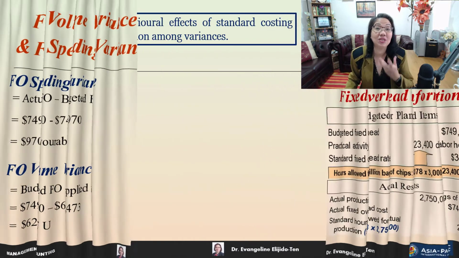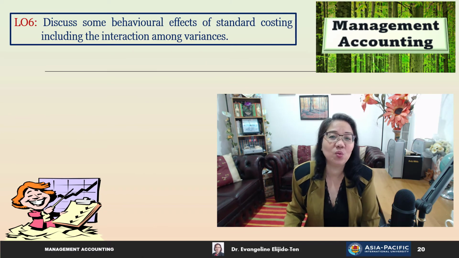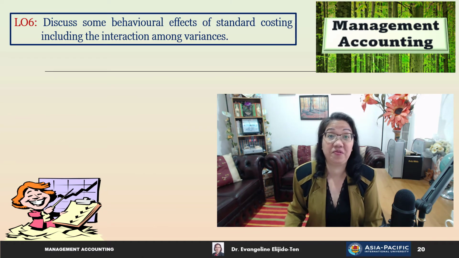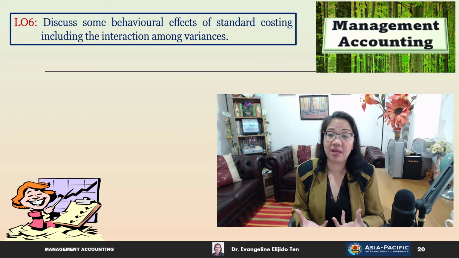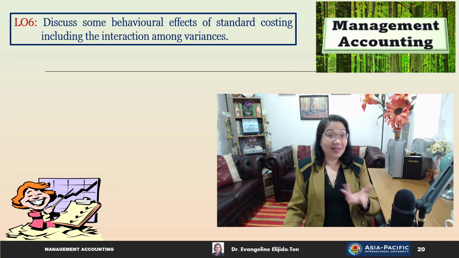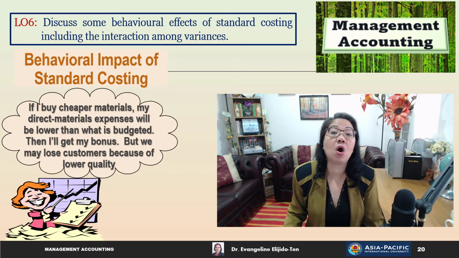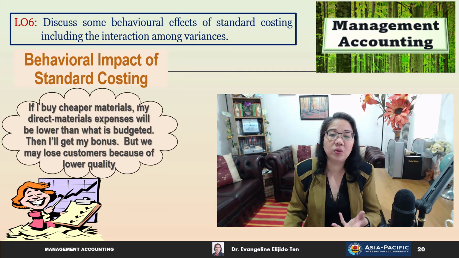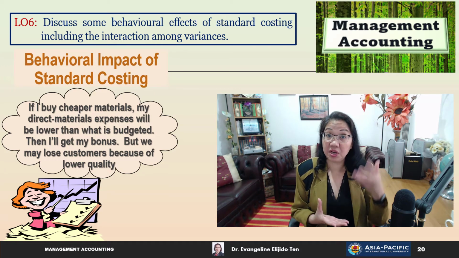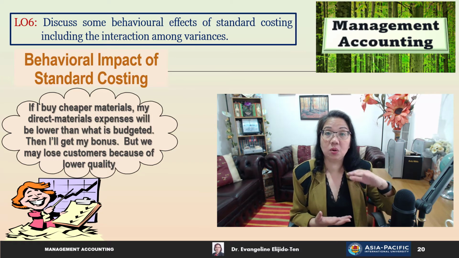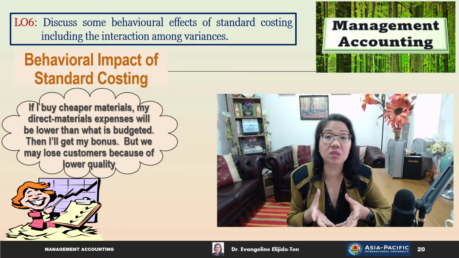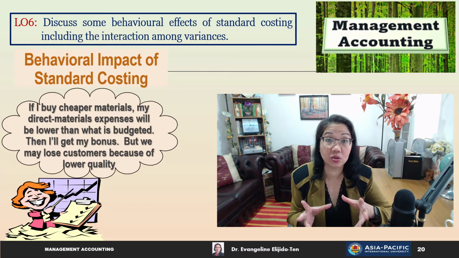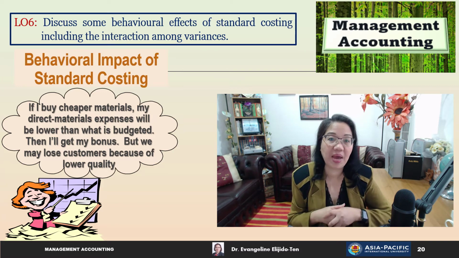Let us now move to the sixth learning objective, and this is where we will discuss some behavioral effects of standard costing, and we will also discuss the interaction among variances because it's important to understand this. Let's talk about the behavioral impact of standard costing first. Let's suppose that it is within your power to choose which material, whether it is top quality or medium quality or low quality, that you buy. And you are responsible for the cost of the product. Maybe you are the production manager, for example.